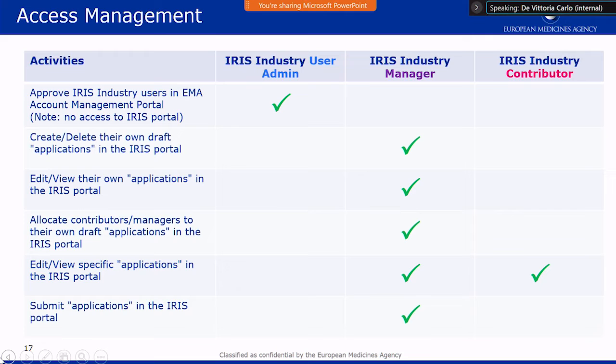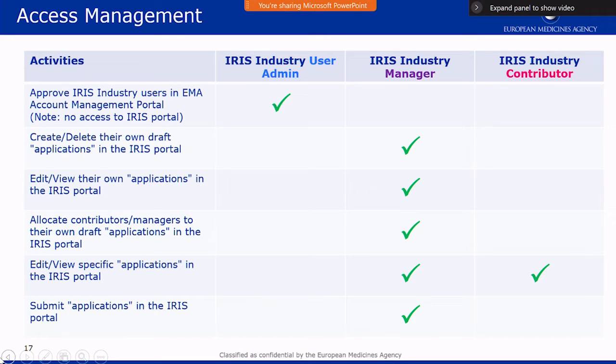Carlo, if it's easier for you, we can read the questions out loud because we have them in front of us. So we can read them and then answer them together. Yeah, okay, as you prefer. So the next question is the following. As an MAH, would we receive inspection requests for all organizations registered under our account?